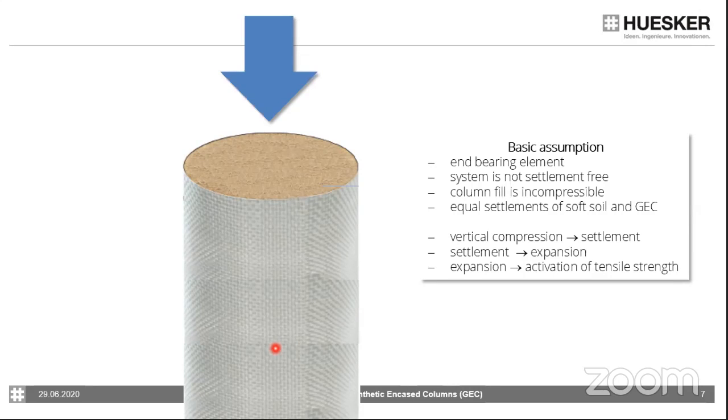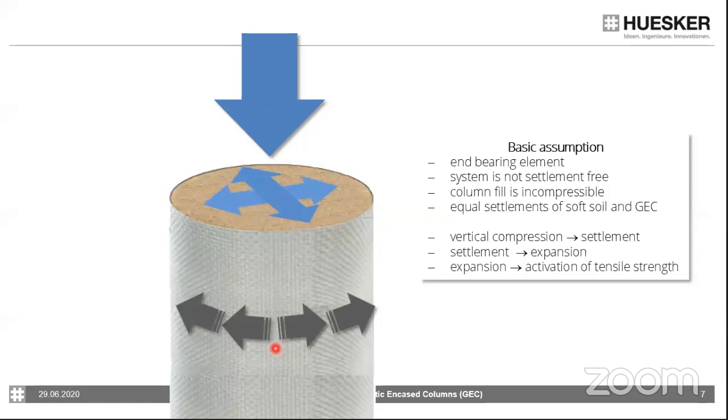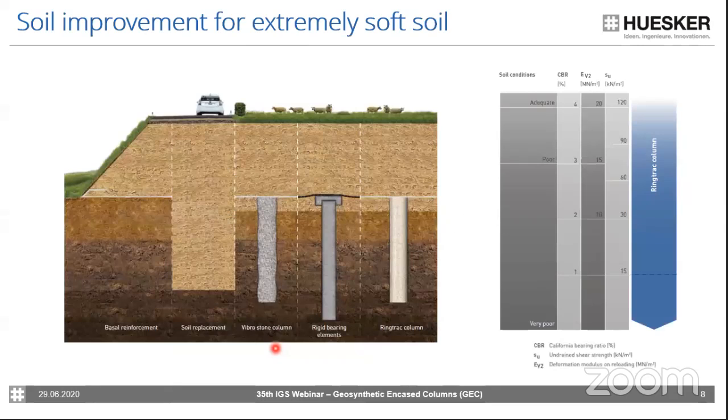If the column is loaded vertically, it will settle, and due to the column fill being incompressible, the settlements will be transferred into a lateral expansion, and this expansion will lead to an activation of tensile strength. With adding more load, this will again result in new settlements, a new expansion, and a new activation of more tensile strength. So this is the entire basic working mechanism of the system.